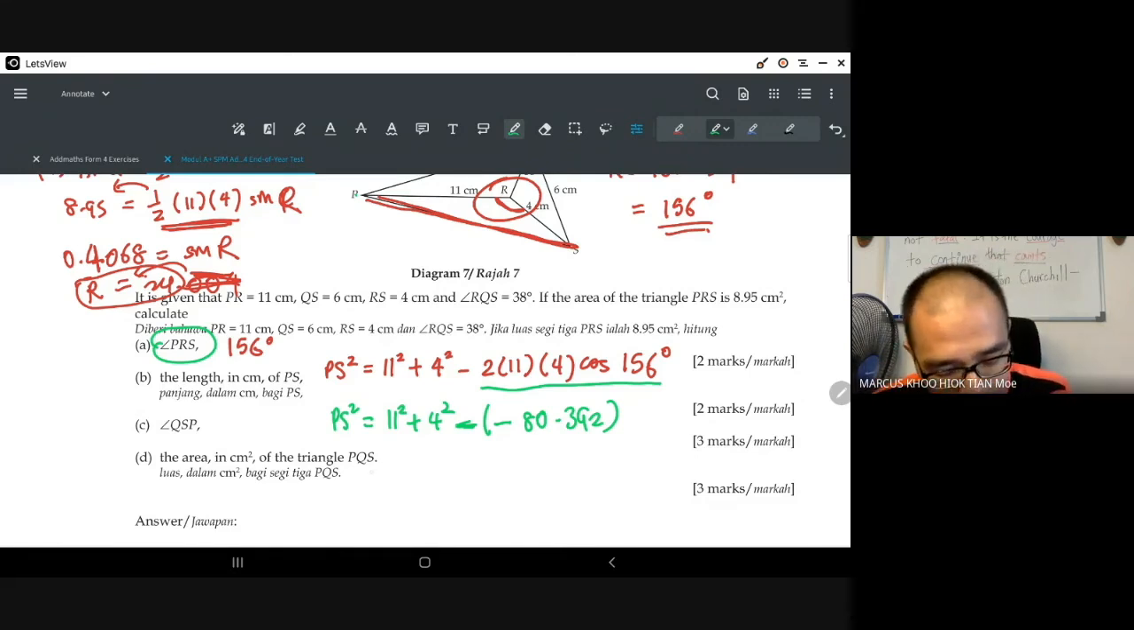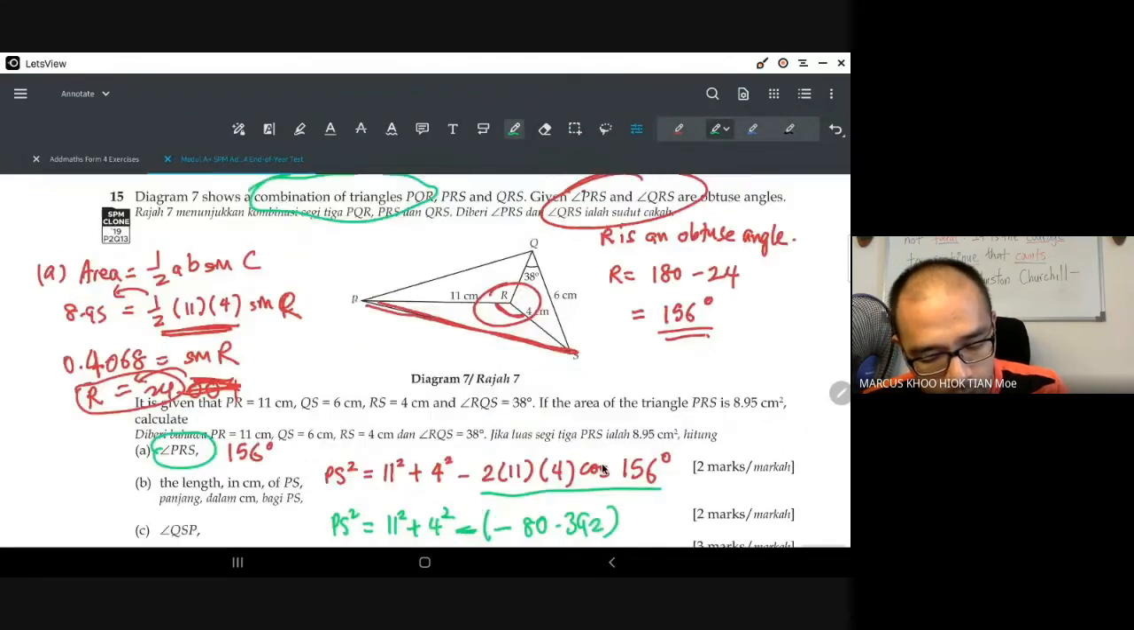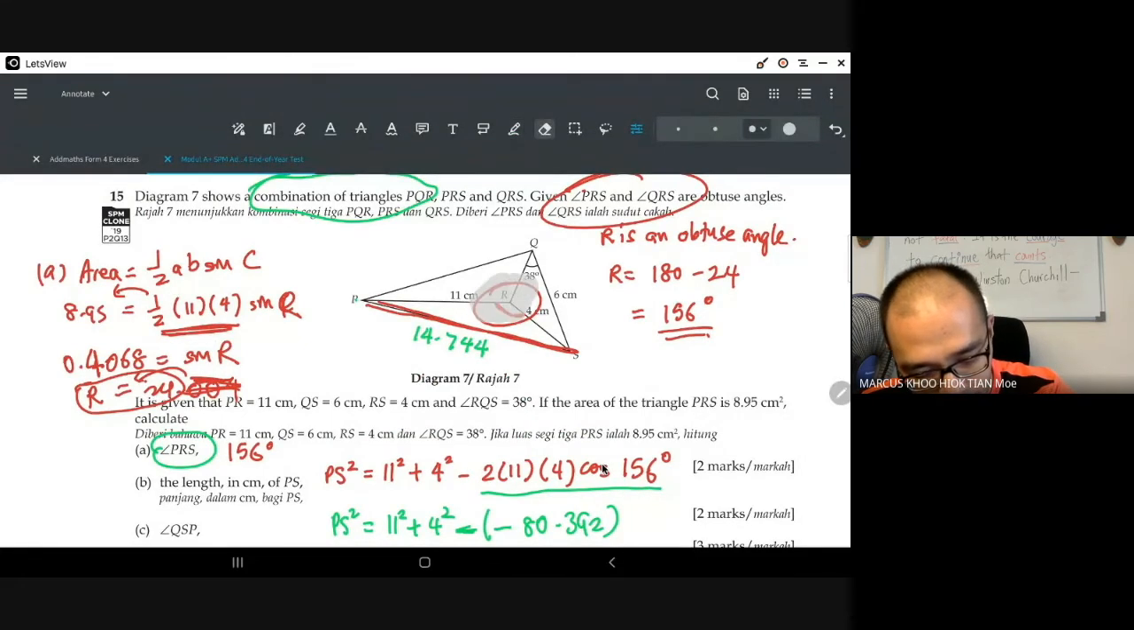Jack, calculate for me, please. PS squared equals how much? And then after that, tell me what is PS. 14.744 cm. So I'm just going to put this here, 14.744 cm. I'm going to rub all this off because we are going to hit a question that is going to be very interesting for us.